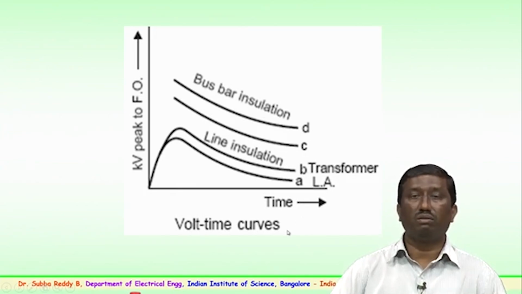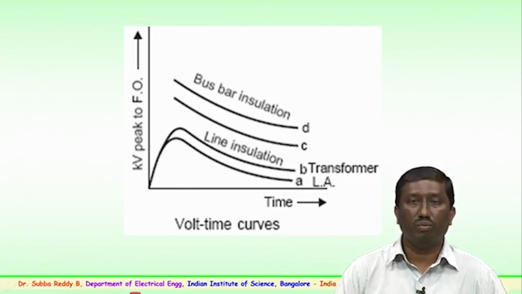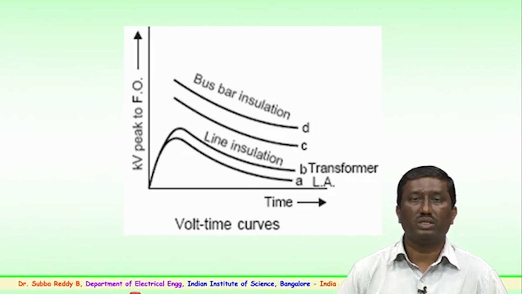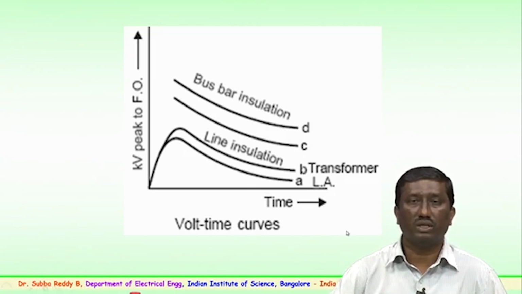So, proper planning and proper insulation coordination is to be done to protect the major equipment, particularly the transformer, the circuit breakers and controls in the substation and for the generating units in the transmission network.